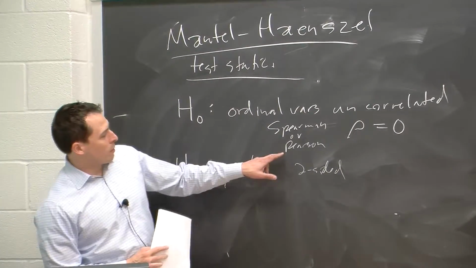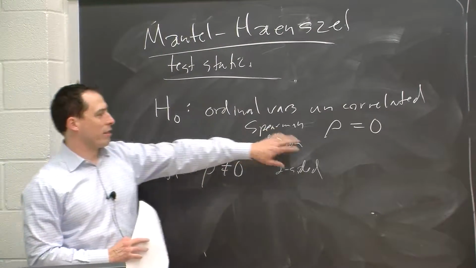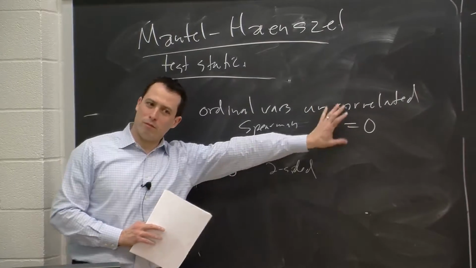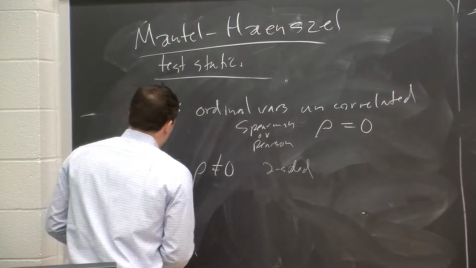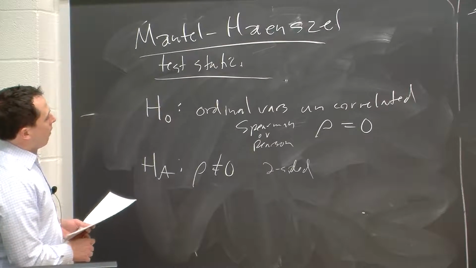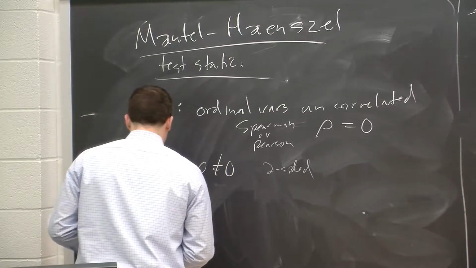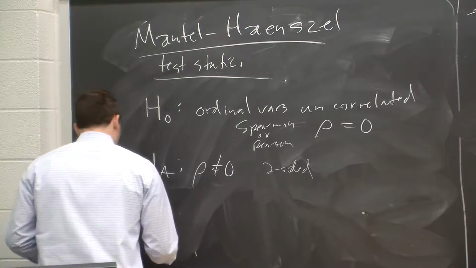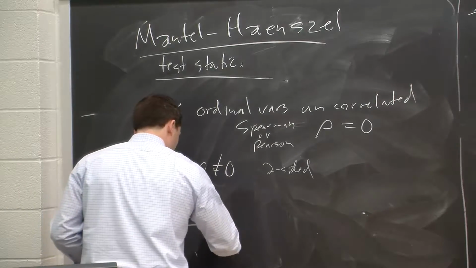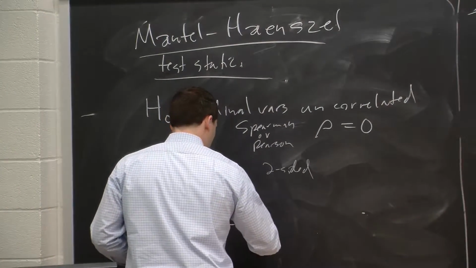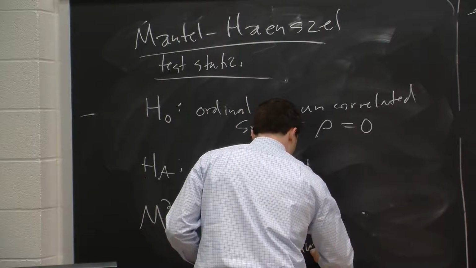And again, especially in the case of Pearson, rho being 0 does not necessarily mean they're independent. It just means what it says, that rho is 0. This test statistic is just n minus 1 times r squared, where r is the sample correlation.